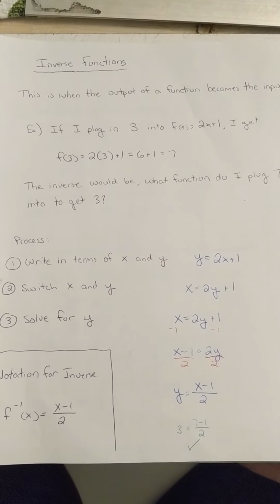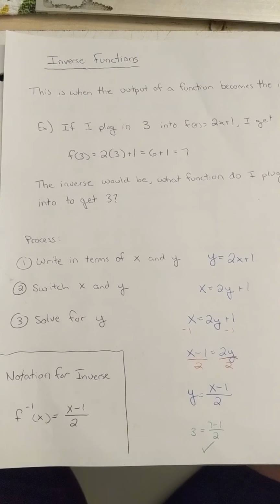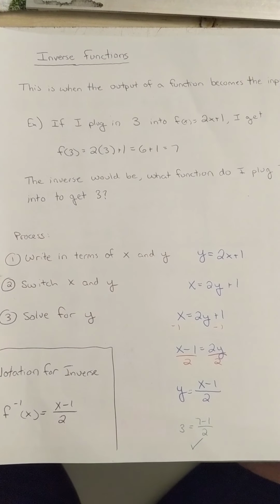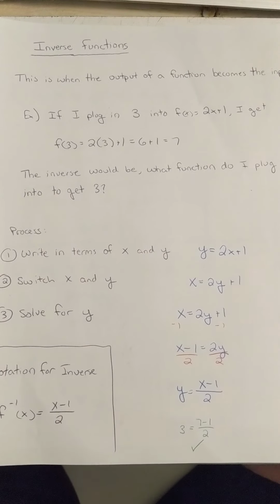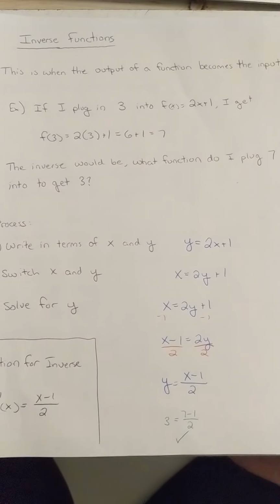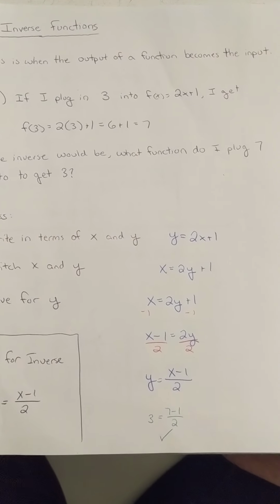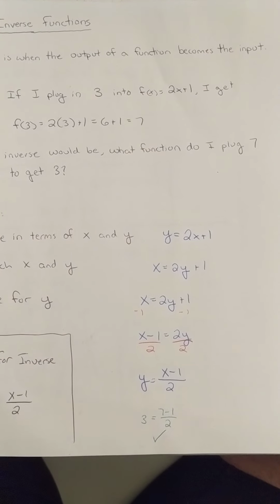So we're working backwards. So the process will be, I'm going to write in terms of x and y, because that's what we're comfortable with. I'm first going to switch my x and my y. So instead of y equals 2x plus 1, it becomes x equals 2y plus 1. And then I solve for y. So there's my process. Subtract 1, divide by 2. Y equals x minus 1 over 2 would be the inverse to y equals 2x plus 1.